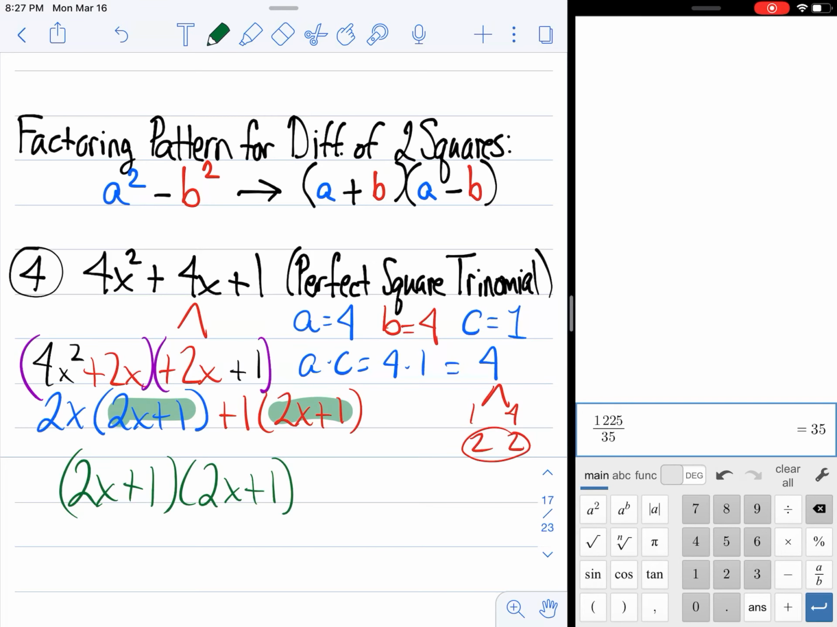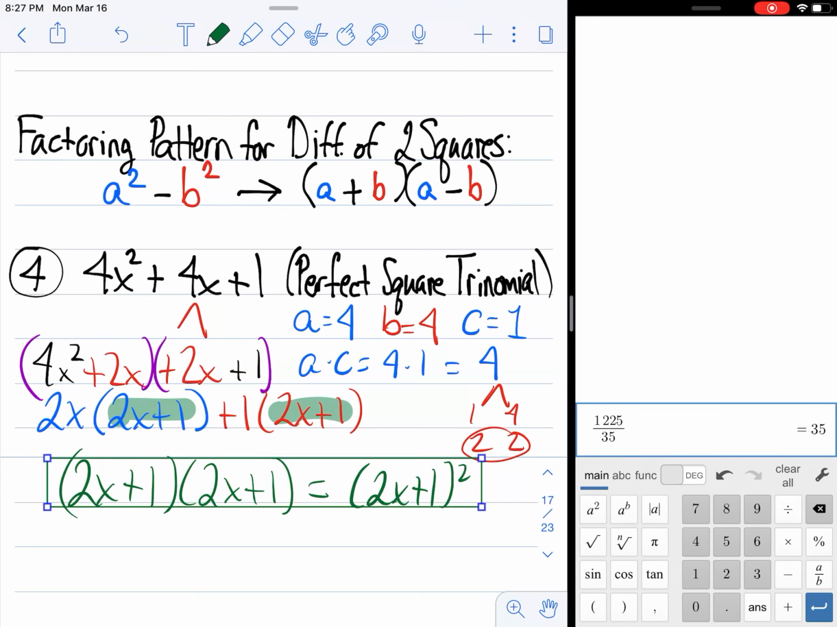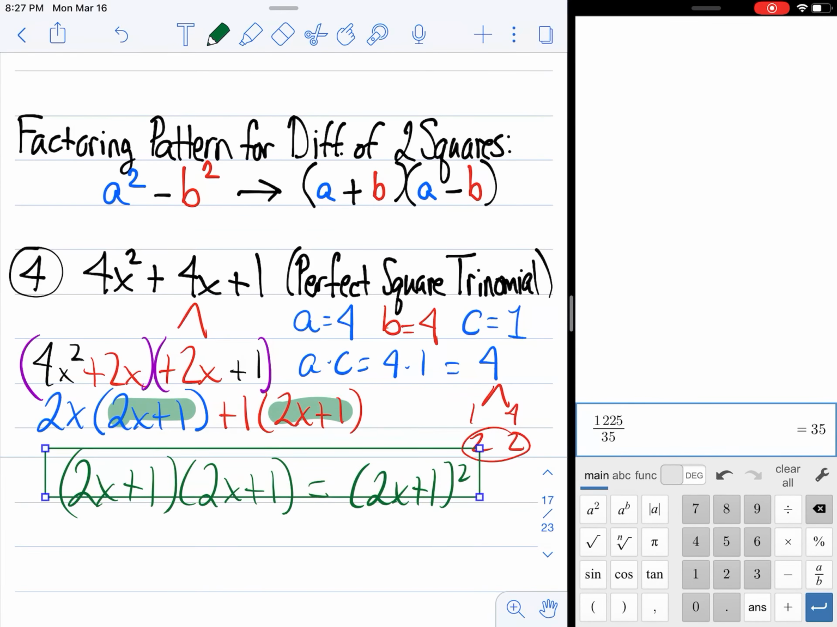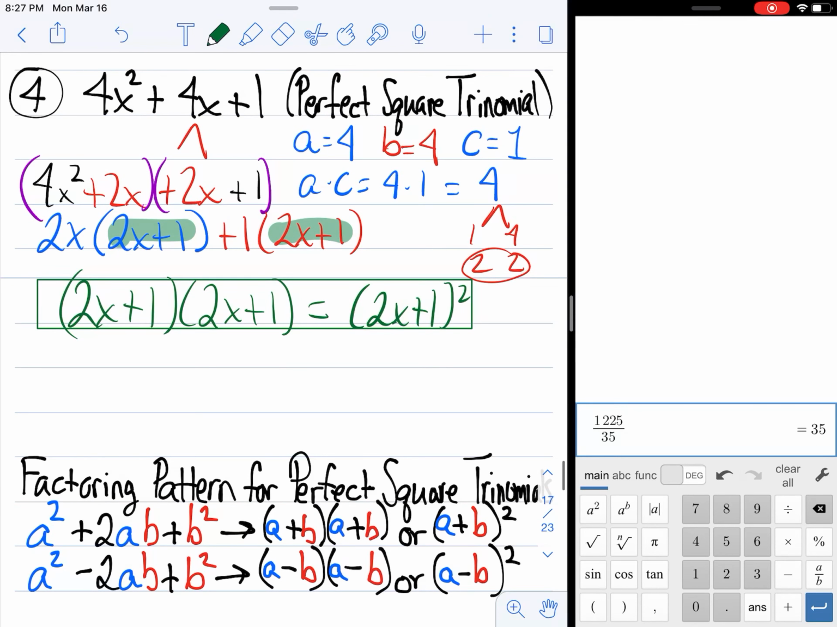Now, you guys should remember this from the previous topic, that I can also write that as 2x plus 1 quantity squared, because that kind of got some of you guys in trouble when you tried to multiply it back out. Just FYI. So that is the final answer. This is a perfect square trinomial. It has a factoring pattern. Let me put that square back. It has a factoring pattern.